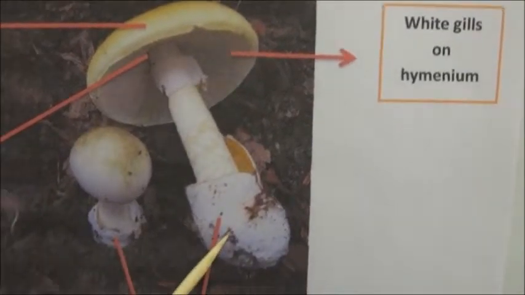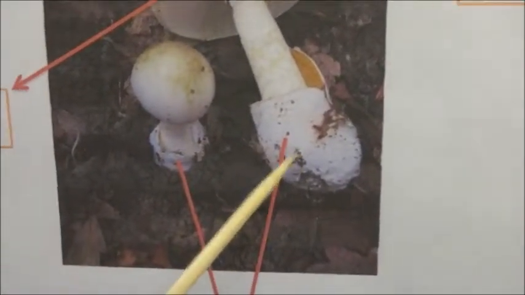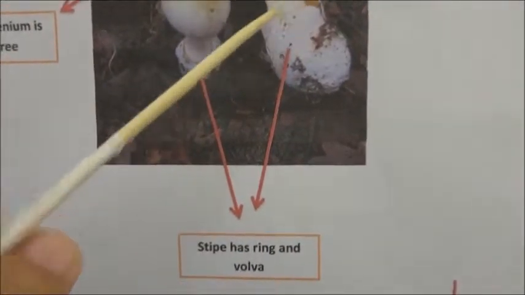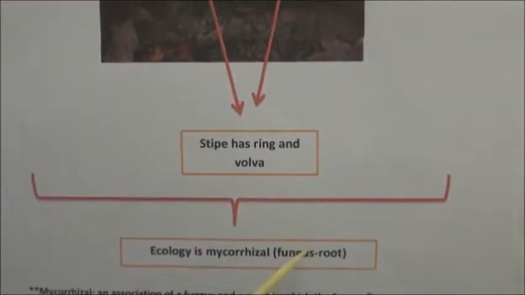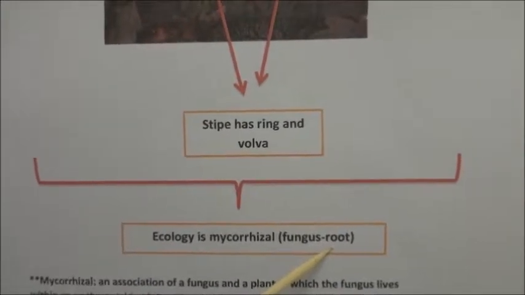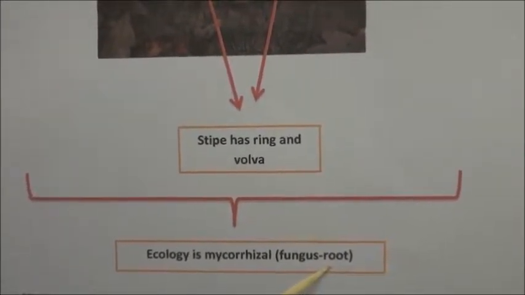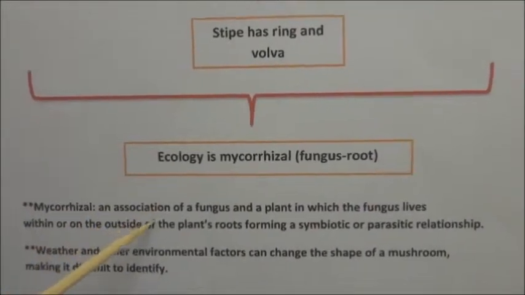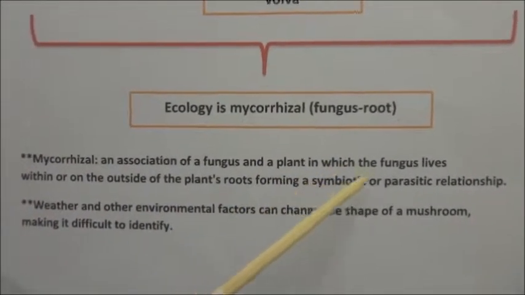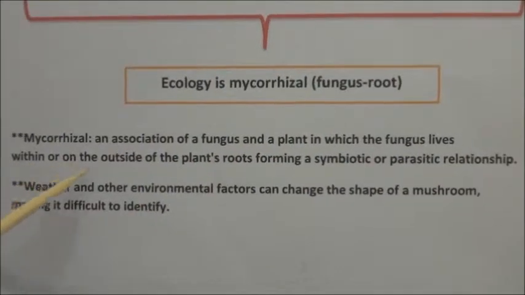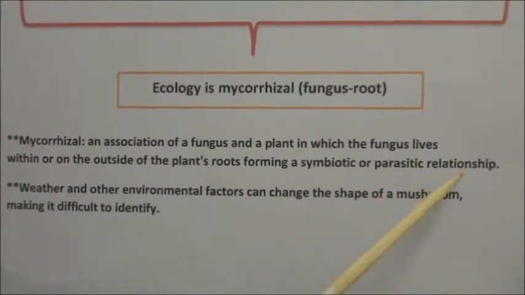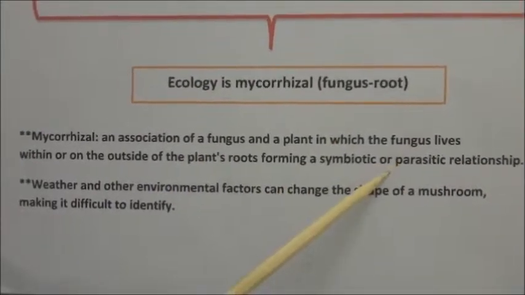Okay, the last part is the bottom part of the mushroom. The stipe of this mushroom has a ring and volva. This mushroom is mycorrhizal or fungal root, which means we usually can find this mushroom at the root of other plants. Mycorrhizal means an association of a fungus and plant in which the fungus lives within or on the outside of the plant's roots, forming a symbiotic relationship, which means they share minerals and nutrients.